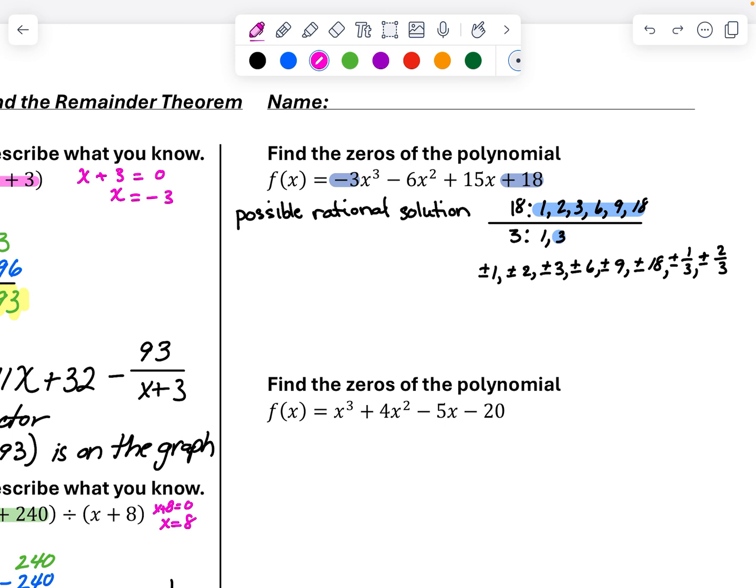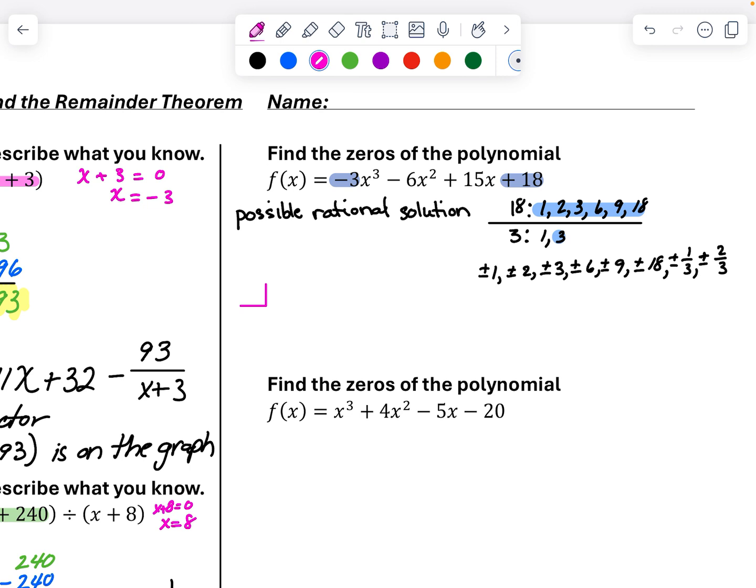So if this polynomial is going to hit the x-axis in a nice, pretty, easily definable spot, it's going to be one of these spots. It's going to be positive or negative 1, 2, 3, 6, 9, 18, 1/3, or 2/3. That's 1, 2, 3, 4, 5, 6, 7, 8, 16 possibilities. And I know I'm going to have 3 answers. So when I decide what number is going to go here in the box, I'm going to pick from one of those numbers.